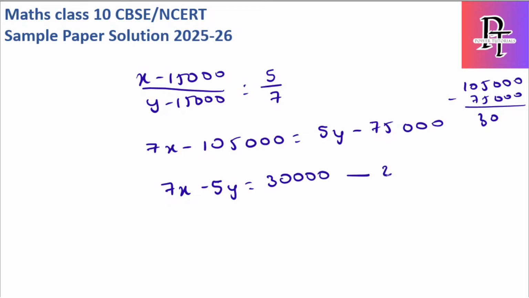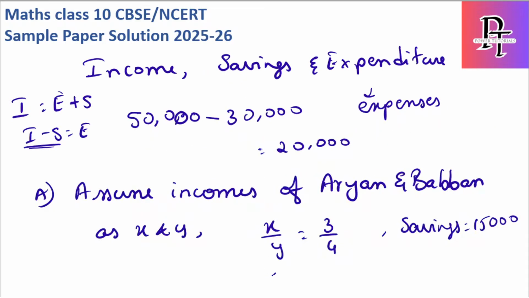So this is equation 2, and the first equation, if I just cross multiply here, I will get 4x is equal to 3y, or if I move 3y to the left side, I can say 4x minus 3y is equal to 0. This is equation 1.